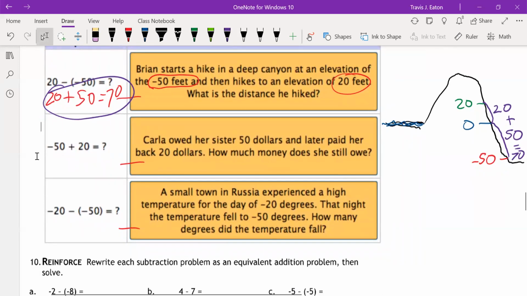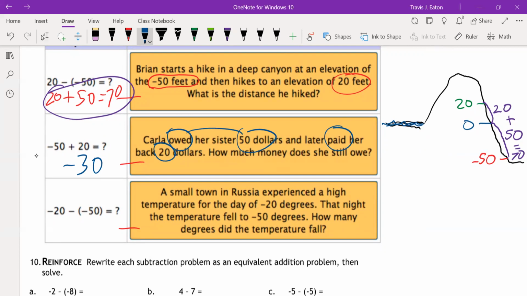Negative 50 plus 20. There's no manipulation that has to go on here. It is, what is negative 50 plus 20? You got 50 negatives and 20 positives. When you cancel all the zero pairs out and everything, you're going to end up at negative 30. And let's look at the problem. Carla owed her sister $50, so she owed $50. And then paid $20. So that makes sense because the owing $50 would be like negative 50.